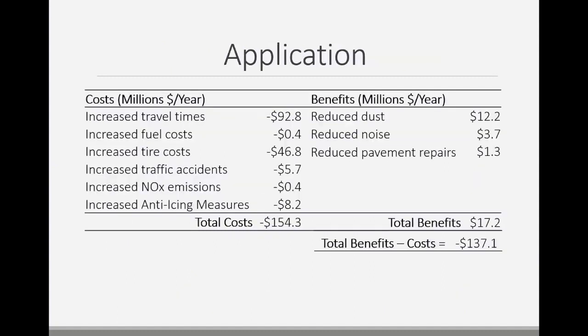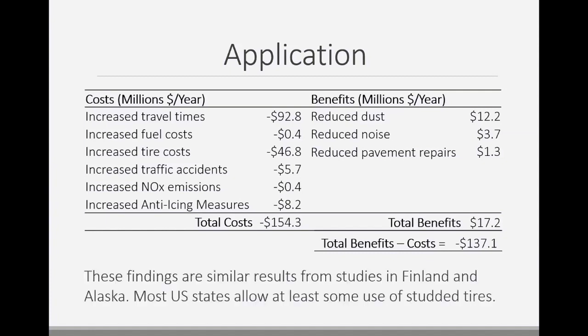Let's return to our application. This table shows the final estimates of costs and benefits from the ban on studded tires. As you can see, all of the costs and benefits are denominated per year, meaning that we do not need to adjust for time preference in this example as we did in the previous example. We find that the total benefits minus costs in any given year were negative $137 million, implying that the ban on studded tires was more costly than the benefit. These findings mirror the results of other studies from Finland and Alaska, and today most U.S. states allow at least some use of studded tires.